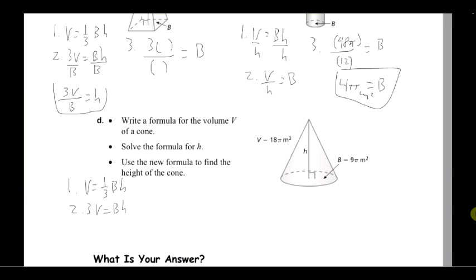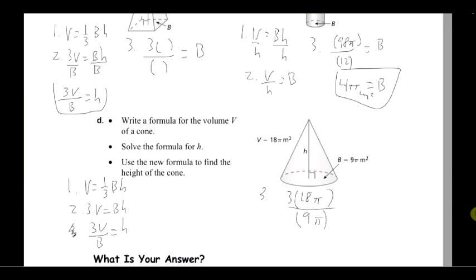So let's divide both sides by b, like we did last time, but we'll do it like we're supposed to. 3V divided by b equals h, solving for the height. All right, let's use this information and plug it in. So 3 times parentheses, more space, all over parentheses. Fill in our data. It's 18 pi, and base is 9 pi.